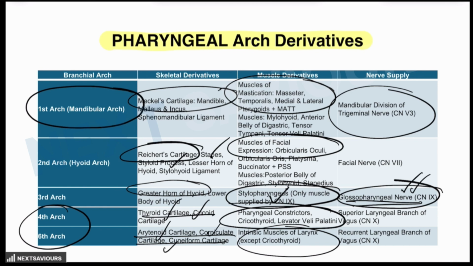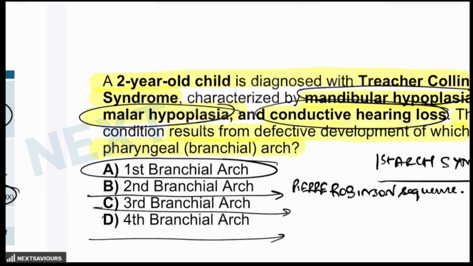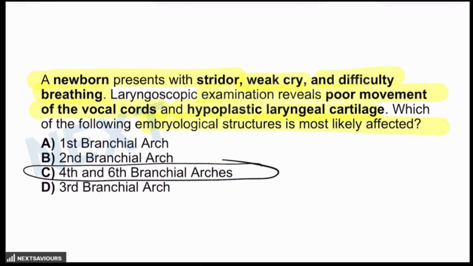So, if there is a defect in the fourth or sixth arches, it leads to a weak cry, which is because of vocal cord paralysis. It will result in stridor, which is airway obstruction due to laryngeal muscle dysfunction, and breathing difficulties. The answer for this question obviously is the fourth and sixth branchial arch abnormalities.